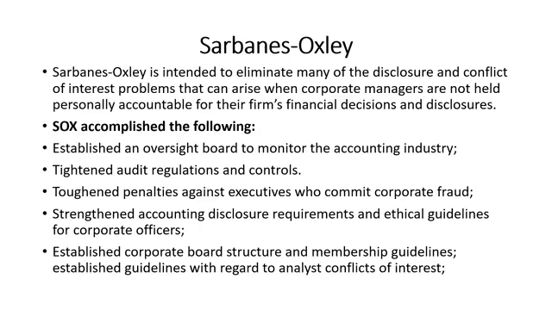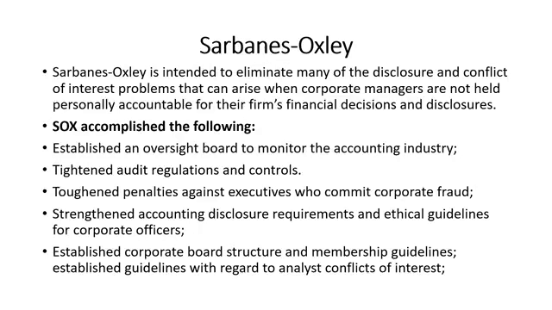From the Sarbanes-Oxley, we can establish an oversight board to monitor the accounting industry. We can also tighten audit regulations and controls. We can tighten the penalties against executives who commit corporate fraud. Also, we can make accounting disclosure requirements stronger. Then we can establish the corporate board structure and membership guidelines.